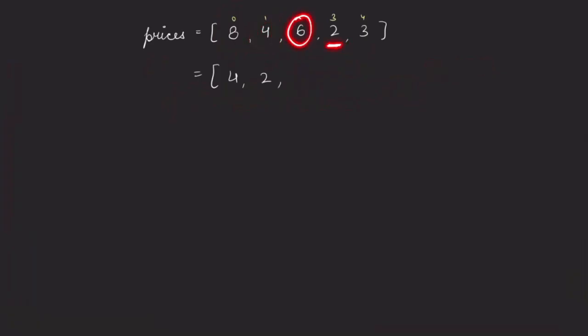Then for 6, can 2 be the answer? Yes, 2 is less than or equal to 6, so 6 minus 2 is 4. Then for 2, 3 cannot be, and there is no further element, so there will be no discount for this. It will remain 2 only. For 3 also we don't have anything, so it will also remain 3 only. So this is what needs to be returned as our answer.